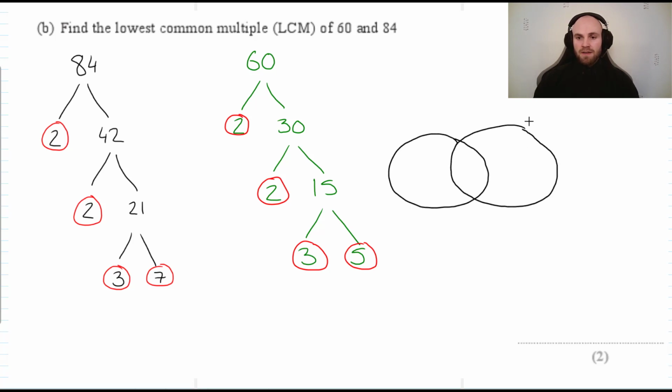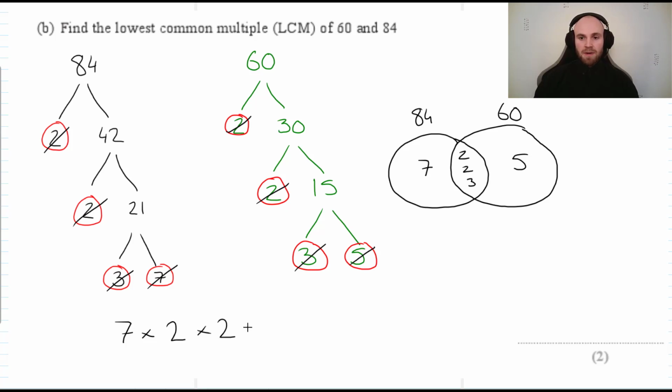And what I'm going to do in the middle of this Venn diagram, I'm going to look for the prime numbers that are in both 84 and 60. So we have the 2's twice, we have a 3, and then on the 84 side we only have the 7, and on the 60 side we only have the 5. And I'm just going to multiply all of these numbers together. So we're going to have 7 multiplied by the 2, multiplied by another 2, multiplied by 3, multiplied by 5. And if you do this on your calculator, that will give you a total of 420.